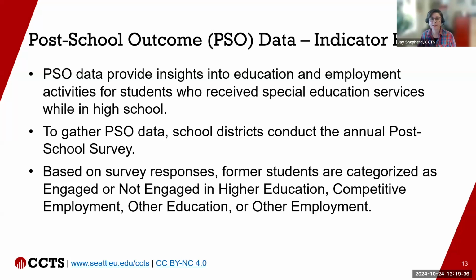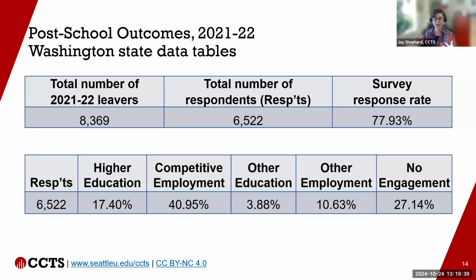I'll give you just a glimpse of our data just so you have an idea of what we look at. So this slide is showing two tables with our most current data. We will have new data available in January from the students who left in the 2022-23 academic year. So right now we're looking at the total number of leavers in Washington State from the 2021-22 school year, and the total number of leavers who responded to the survey. So we had about 8,300 leavers and then about 6,500 respondents, which gives us a response rate of almost 78%, which we're really proud of.